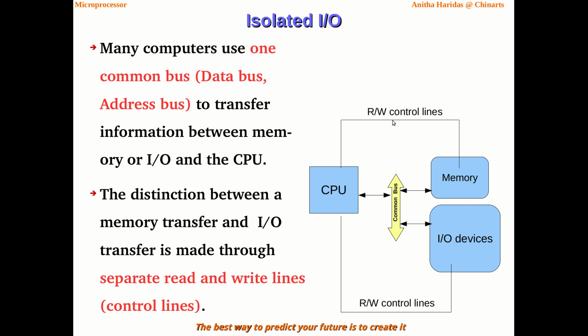In the isolated input-output, what you are going to do? We have a common bus here and two separate control lines. So the control lines will decide whether the data bus and the address bus is used for the memory or for the input-output device. So if these lines are enabled, the address and the data bus will be used by the memory, and if these lines are enabled, the address and data bus will be used by the input-output device.